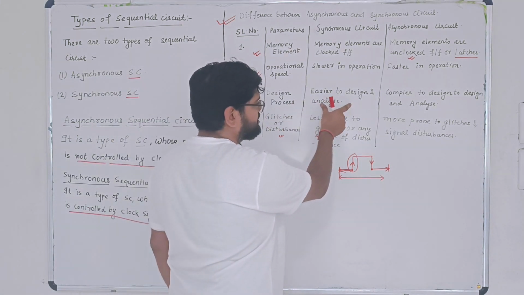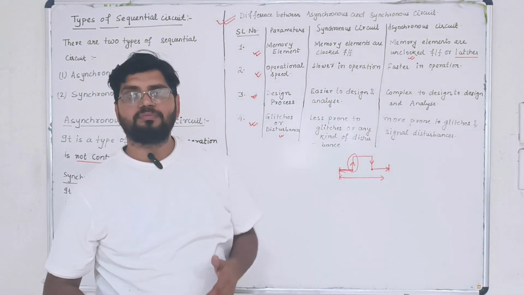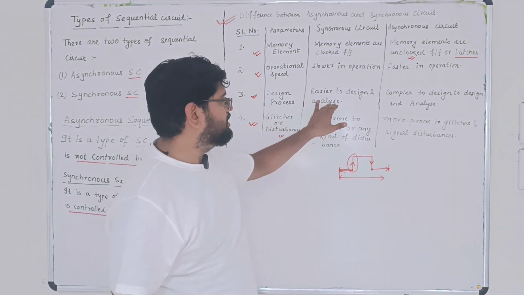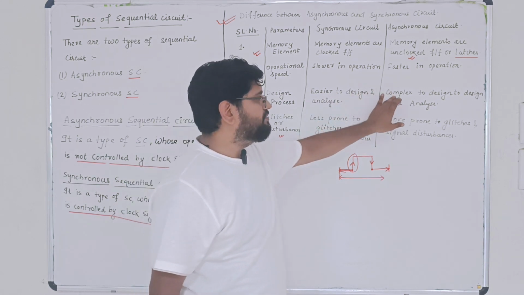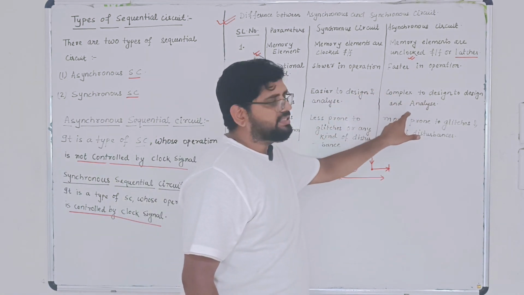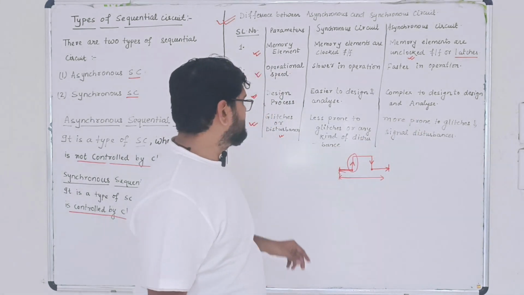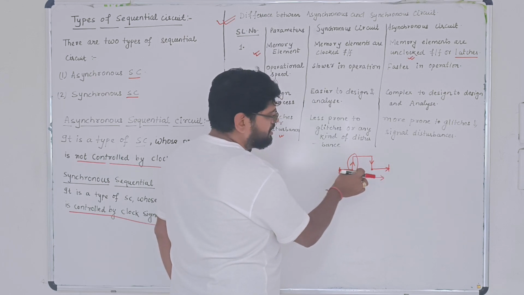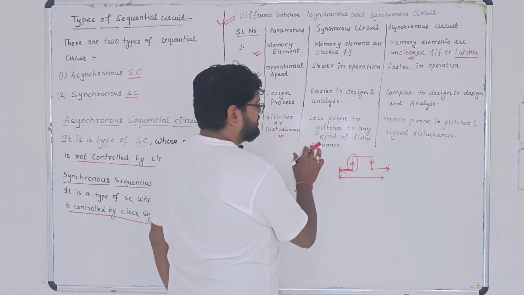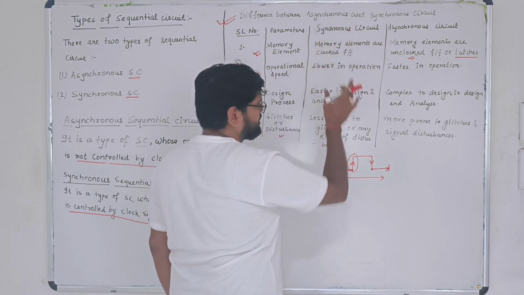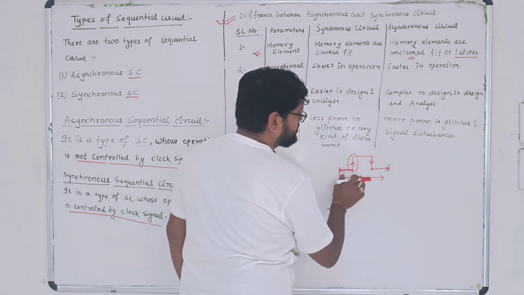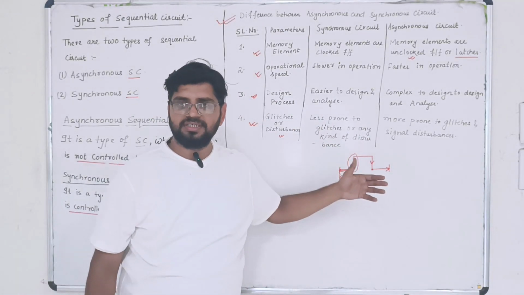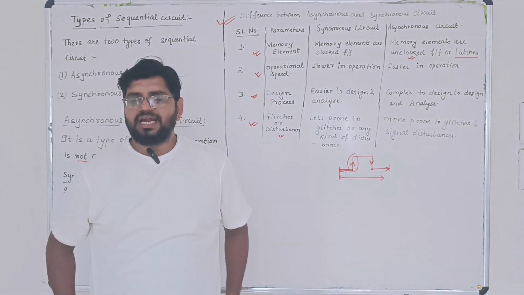Design process: here it is easier, because we can control the state, or change of state, very easily. So the design process is easy and analysis can be done easily. But in asynchronous, the design process is complex, and the analysis is also complex. Now glitches and disturbance: because a synchronous circuit changes its state at a very small fraction of time, being controlled by the clock signal, there is very little chance of getting glitches. But in asynchronous, because it is not controlled by the clock signal, any disturbance occurring at any point of time can cause a glitch in the signal. So these are the differences between synchronous and asynchronous circuits.